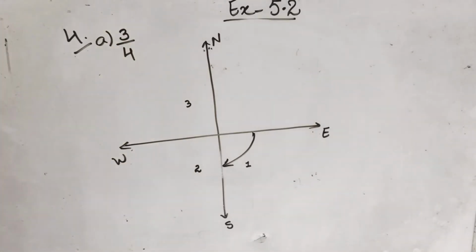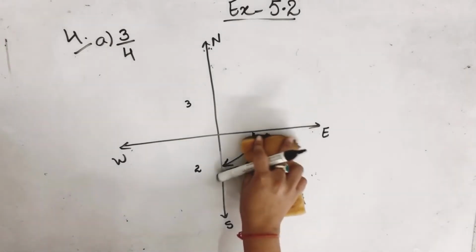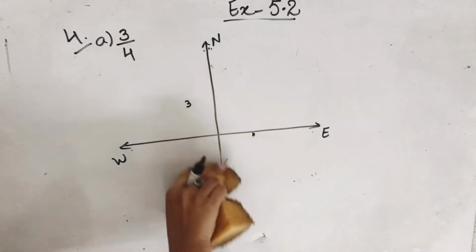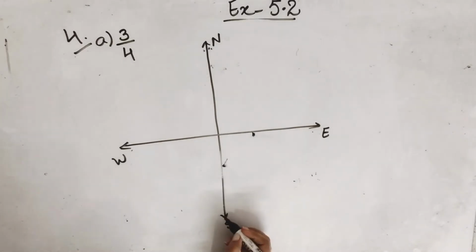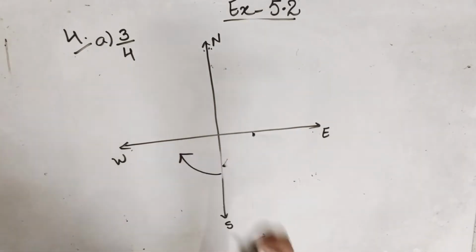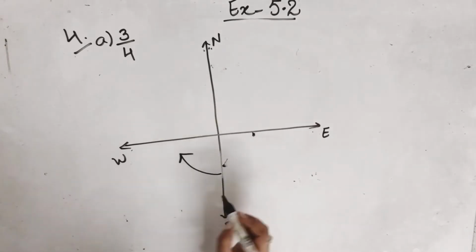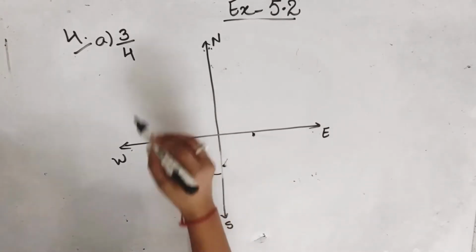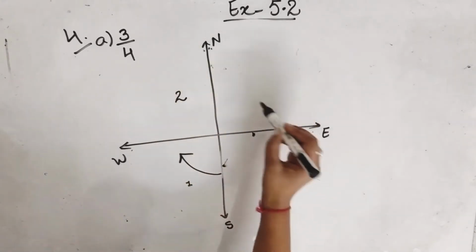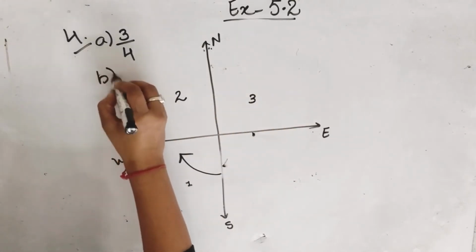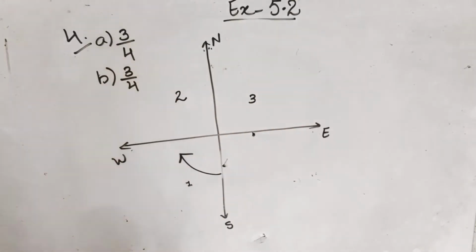3/4. B part, south and turn clockwise to face east. Now you have to start from south, you have to move clockwise, so you will move in this direction, and then the final position is east here. So how many part of revolution you have covered? From south to west 1, west to north 2, north to east 3. Again the answer is 3/4.